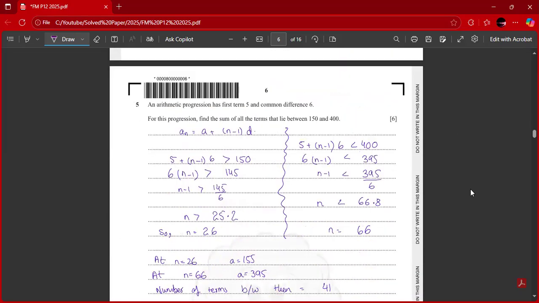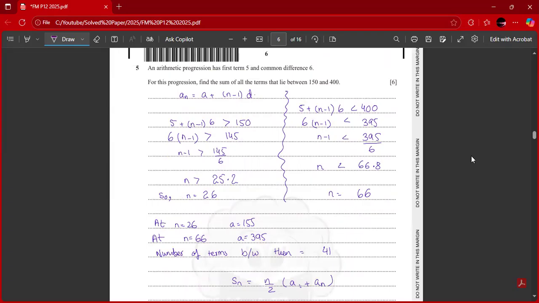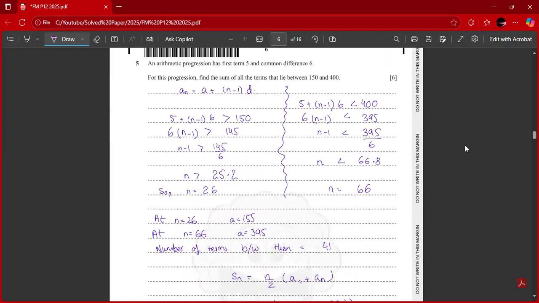Question number 5, arithmetic progression. The first term is 5, common difference is 6. Find the sum of all the terms that lie between 150 and 400. A tricky question because we don't know when does 150 and 400 comes. Tricky question, let's try to solve it now.